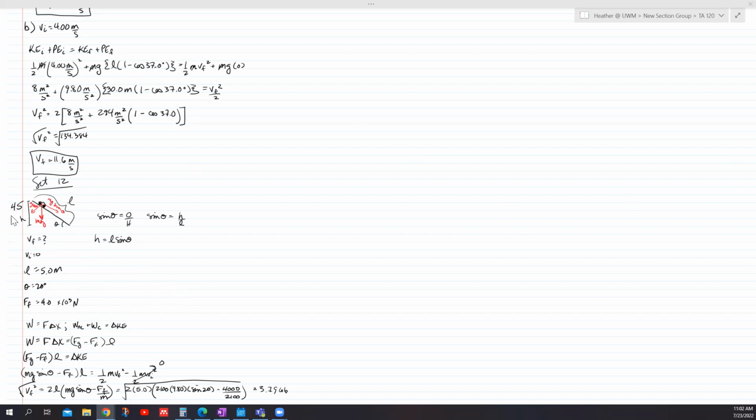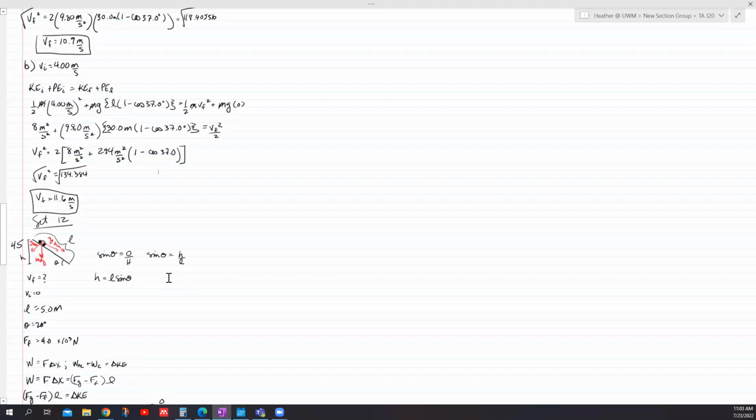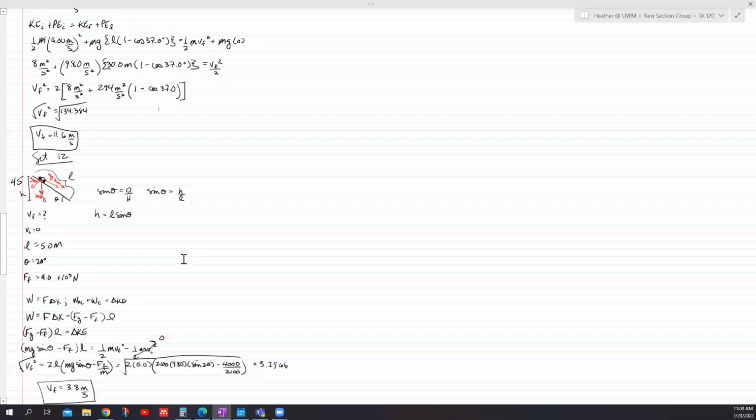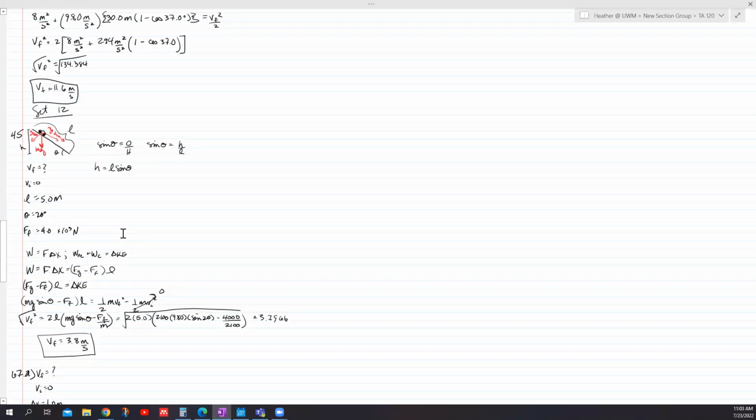We are going to make our little triangle again like we did up above. Here we are looking at the opposite side instead of the adjacent side of our angle, and we end up with H equals L sine of theta. We're given L, 5.0 meters, we're given theta, 20.0 degrees, and we're given what the friction force is, and that is 4.0 times 10 to the 3 newtons.